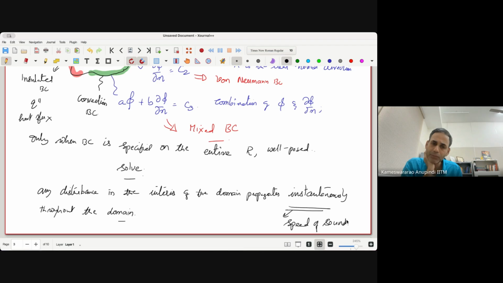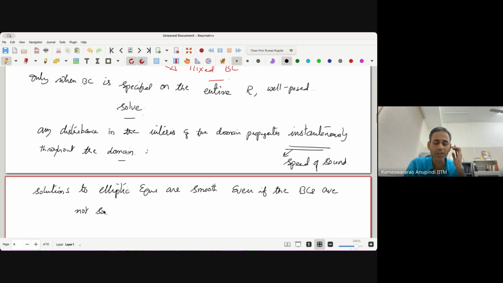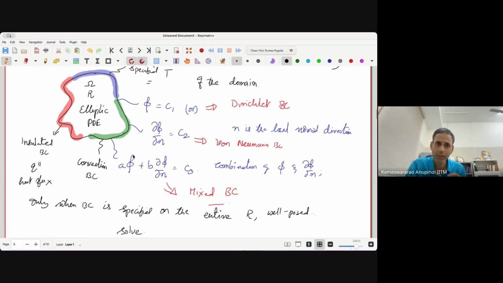Okay, and we note that the solutions to elliptic equations are smooth even if the boundary conditions are not so. That means even if you specify boundary conditions as non-smooth, if there are jumps in values across boundary conditions and so on, even then the solutions that we calculate inside the domain are always smooth. Okay, so that's about the elliptic PDEs.